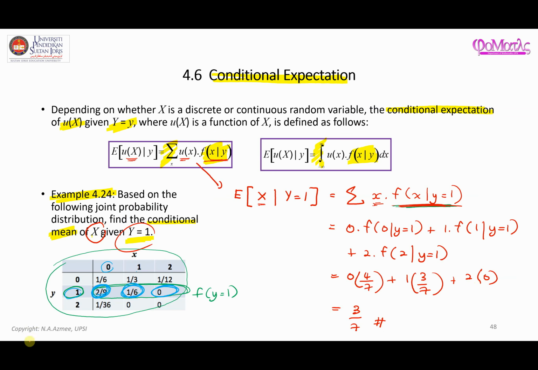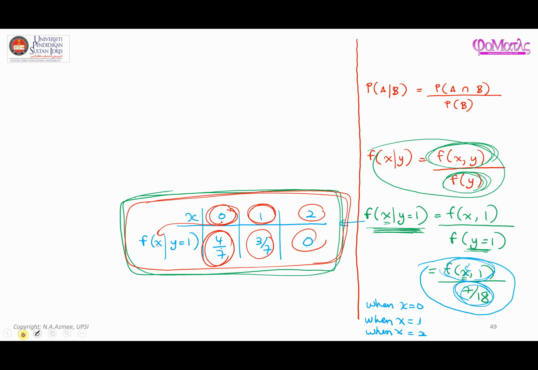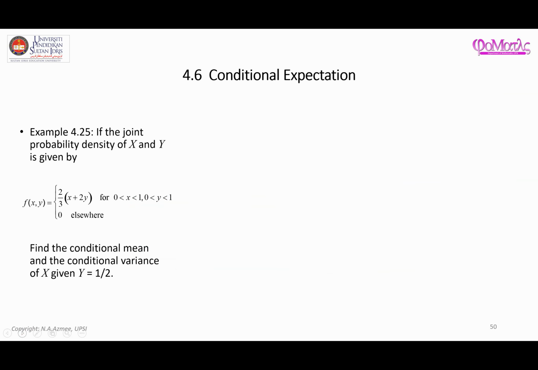Okay, right. Now let's move on to the continuous case. Here what we have is the probability density of x and y. So here is the probability density of x and y together. And we are asked to find the conditional mean and the conditional variance of x given y is equal to half. So let's start off with finding the conditional mean.